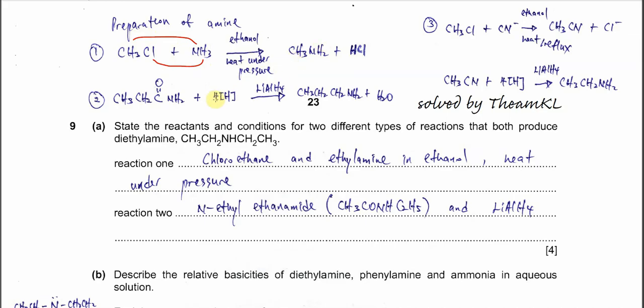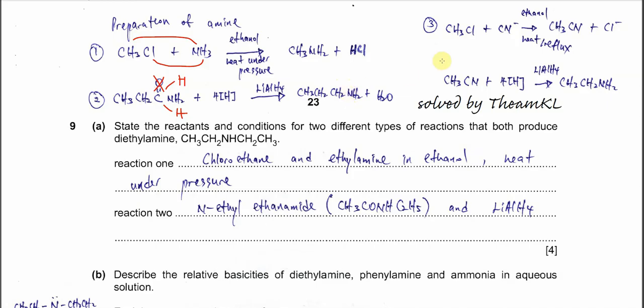Second method is the reduction of amide. So we need to use a reducing agent, lithium aluminum hydride. The amide will remove oxygen and add two hydrogens there, so it will form the amine as well.